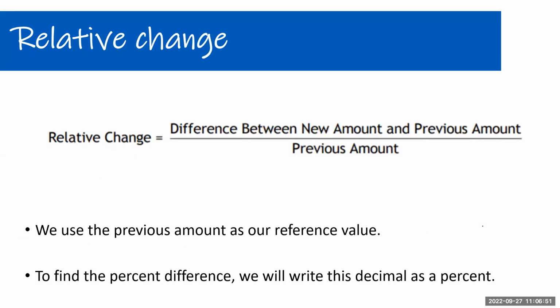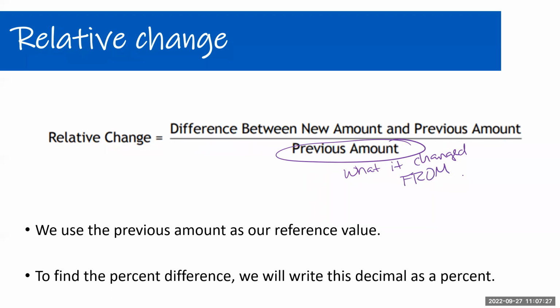So a lot of times in our class, this is what we're going to do. Relative change: the difference between the new amount and the previous amount. So again, that raw difference divided by our reference amount, which most commonly we're going to use as the previous amount, okay? If we're talking about something changing, if we're talking about what it changed from, then the previous amount is going to be our reference. So what it changed from. And sometimes that's intuitive and sometimes it's not. We'll see some examples today.